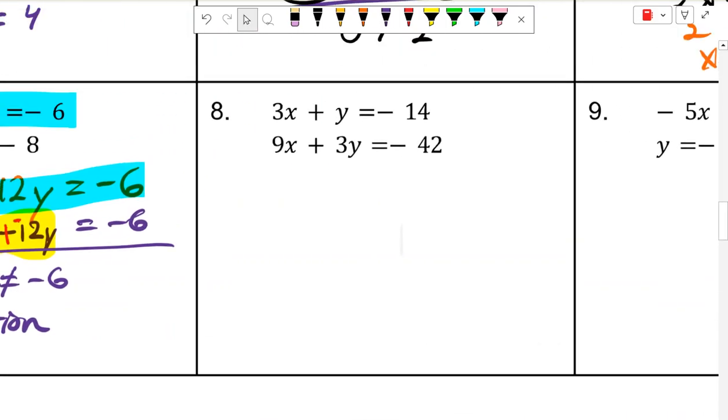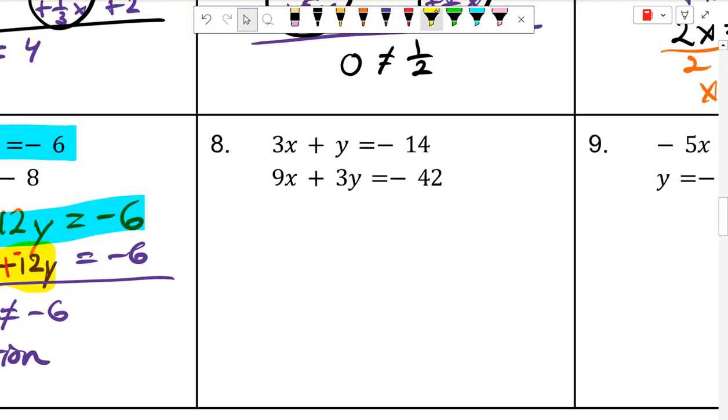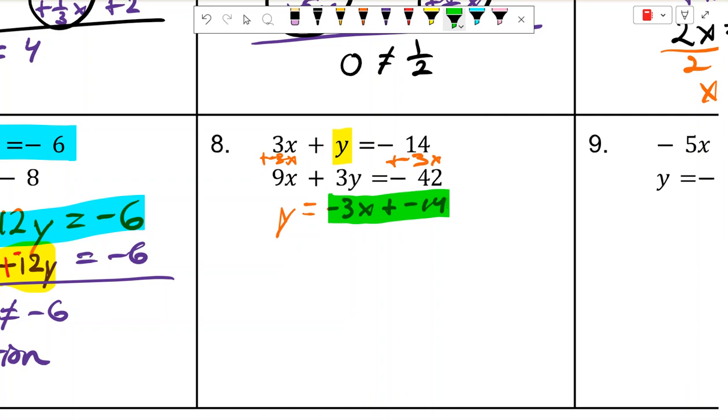Let's try number 8. What would be a great variable to use? Well, you can see this y right here is all by itself. So let's see if you can hang with this. I'm not sure that you can. You need to replace the 3x, and to do that, you need to add a negative 3x to both sides. And when you do that, you're going to get y is equal to negative 3x plus negative 14. And now we have a great substitutor for y.